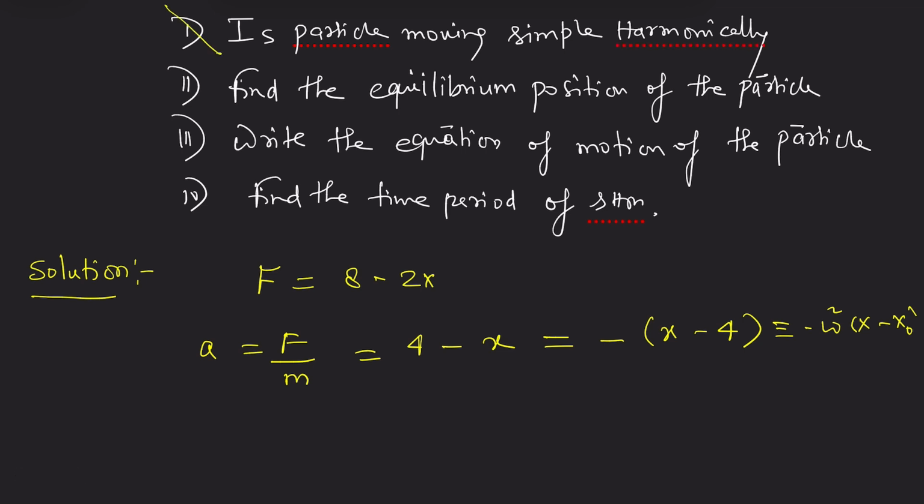And we know that x naught is nothing but our equilibrium position. So if we compare with this, we can say that x naught is equal to 4. So the mean position is nothing but 4 meter or centimeter, whatever the unit is given. So x naught is equal to 4 meter, because we are dealing in meters, let's say.